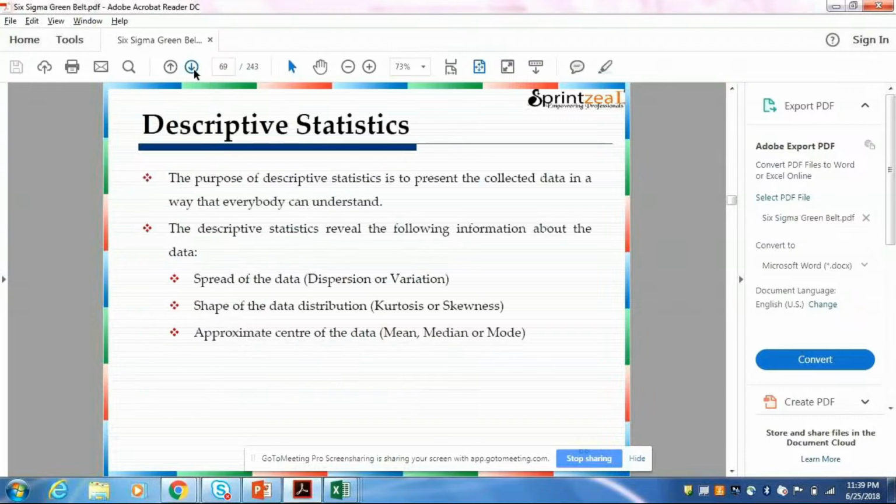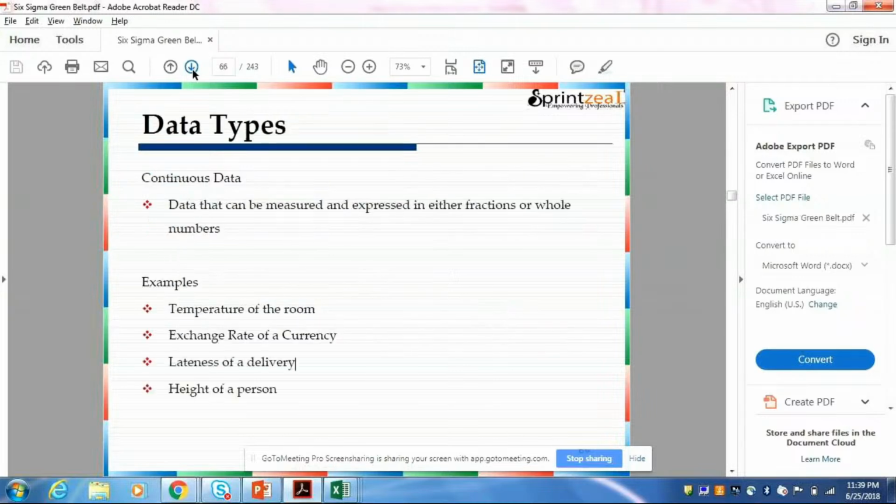Okay. Descriptive statistics. So what is descriptive? It is something that is describing the statistics that we have. It will reveal information about the data, the spread of the data. The spread is the dispersion and the variation of the data. It will talk about the shape of the data distribution, and the measures of that are kurtosis and skewness. And then the approximate centering of the data, which is mean, median, and mode. We will look at all these.